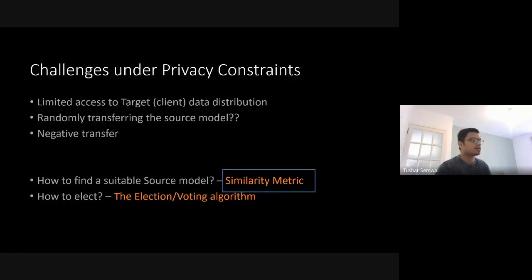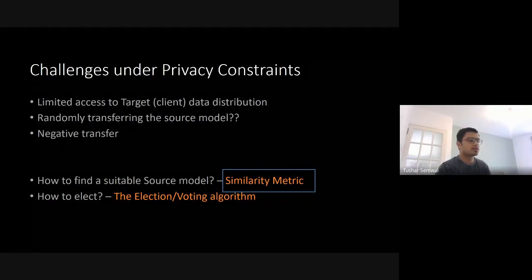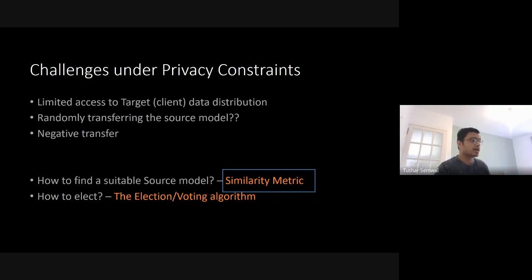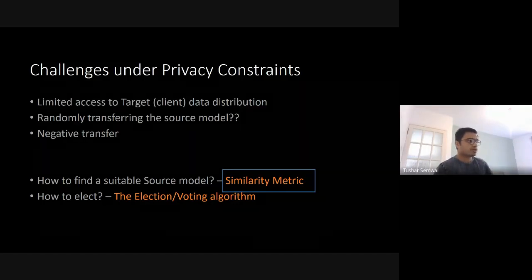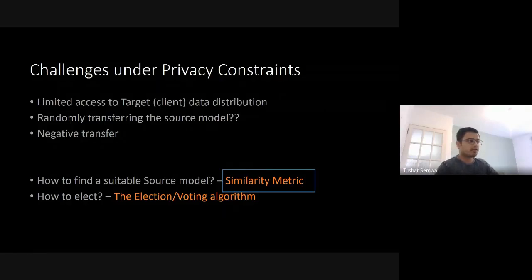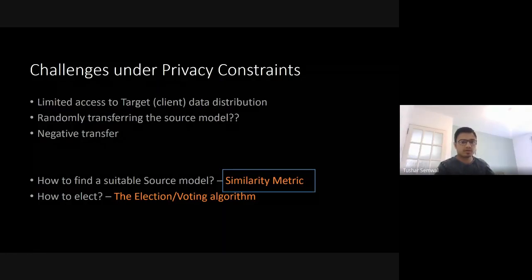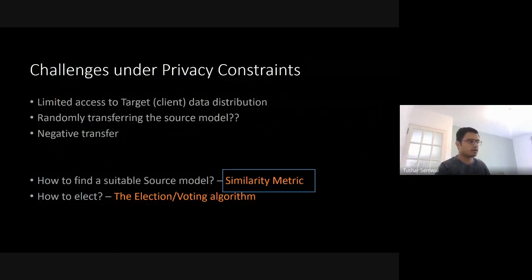There are certain challenges under the privacy constraints in this kind of scenario. The first is that there's limited access to the target data distribution. Because it's a private dataset, we don't know what kind of distribution the client data has. The other issue is that we cannot just do a random transfer of the source model, because it could lead to negative transfer. Negative transfer means there is a decrease in performance compared to the original target model.